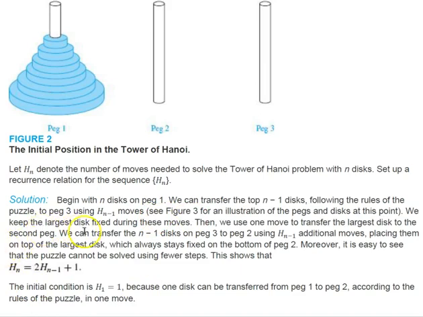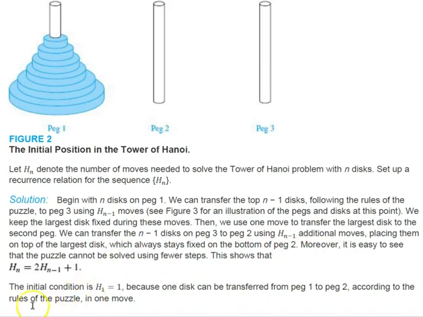We keep the largest disk fixed during these moves. Then we use one move to transfer the largest disk to the second peg. We can transfer n-1 disks from peg 3 to peg 2 using h sub n-1 additional moves, placing them on top of the largest disk, which always stays fixed on the bottom of peg 2.